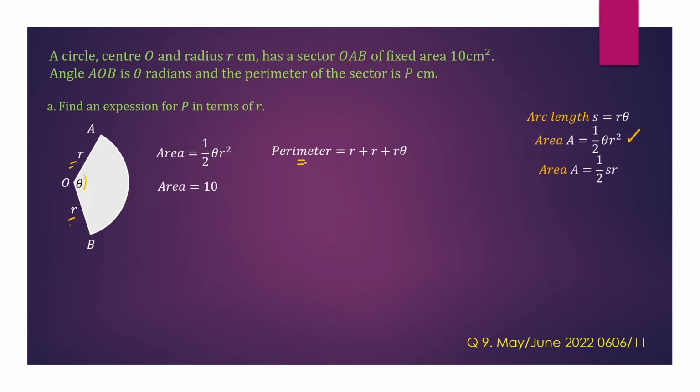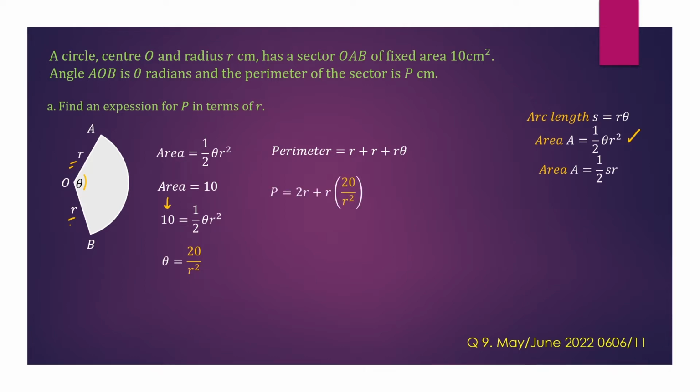The area is given in the question, which is 10 square centimeters. And we'll substitute the area value into the formula. So 10 equals a half times theta r squared. And by some rearrangement, theta is 20 divided by r squared.